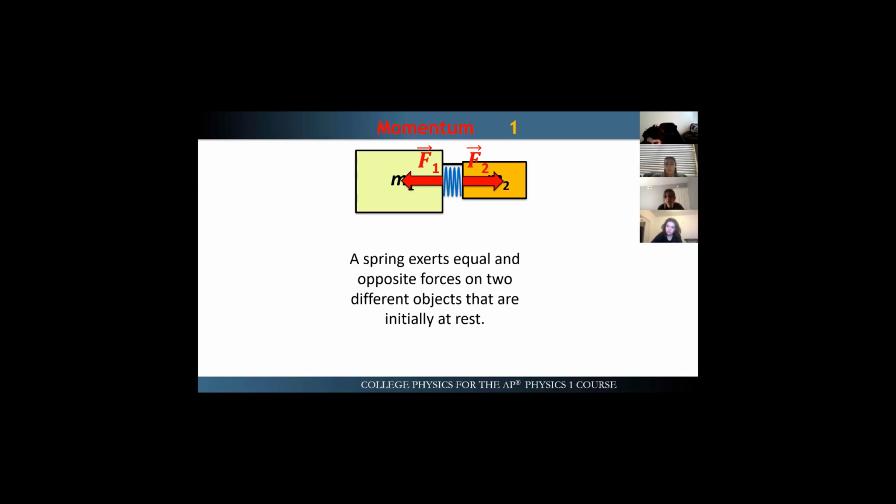So we've got a spring exerting equal and opposite forces on two different objects that are initially at rest. We're holding these blocks still and compressing the spring between them. When we let go, that spring is going to push. It's the same spring pushing in both directions, so it applies equal and opposite forces on those blocks, and the blocks are going to accelerate. Whenever there's a force, forces cause acceleration. What does acceleration mean?